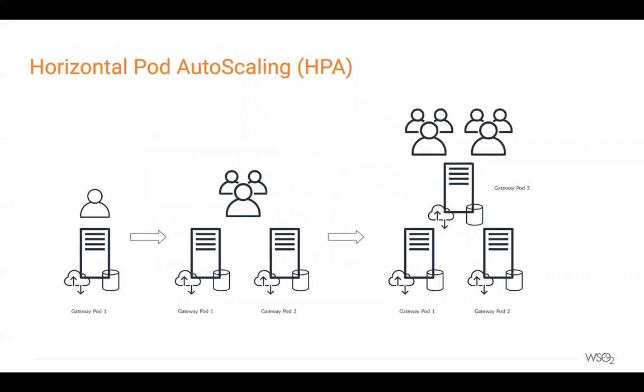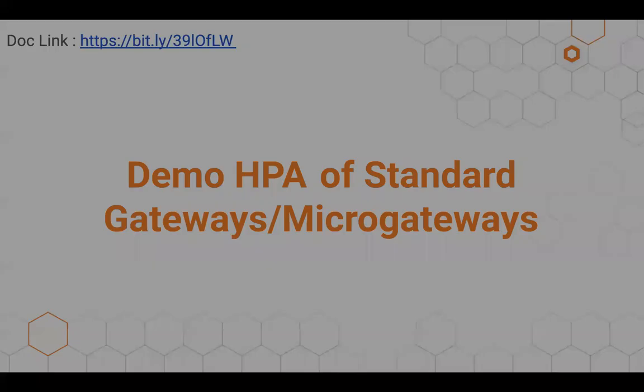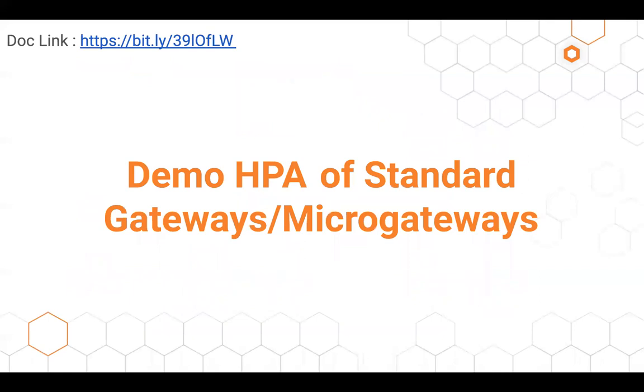In the horizontal pod auto scaling, it will increase the number of pods in a deployment when the load increases. So once the load becomes high, it will create new pods to cater to the new resource usage. So let's move on to the demo.